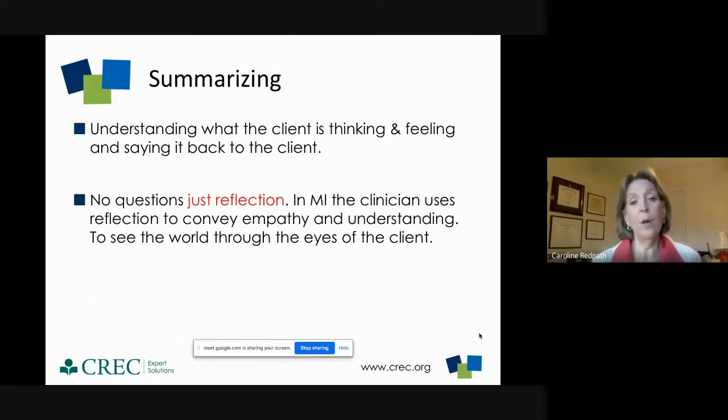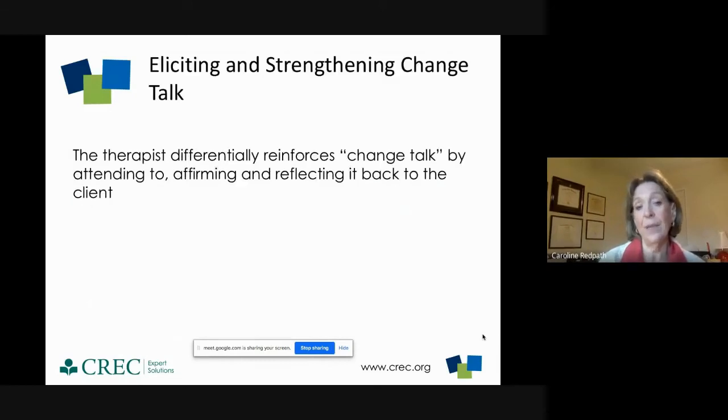With summarizing, you want to understand what they're thinking and feeling and send it back to them. You don't want questions, you just want reflections. You want to convey empathy and understanding that you're seeing the world through their eyes.